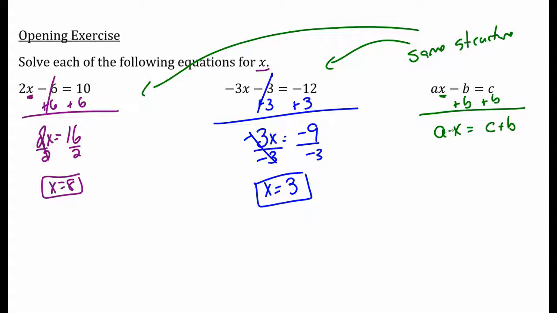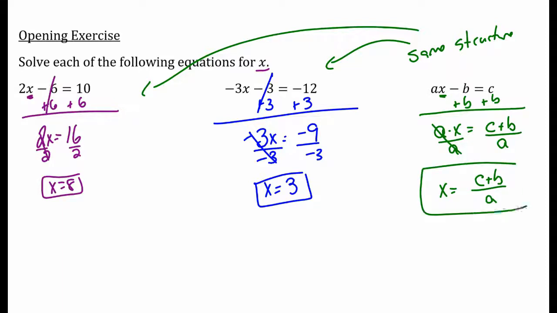Well, how do I undo a times x? A number times x, I'm going to divide by a. And I end up with x equals c plus b over a. And that's my solution. That's the value of x that makes that equation true there. So our answers are going to look a little different. It's not going to be the nice x equals 3. It might end up being x equals c plus b over a, and this is actually a nice one. Some of our answers might get a little ugly.